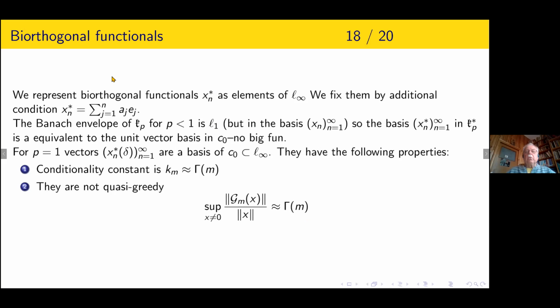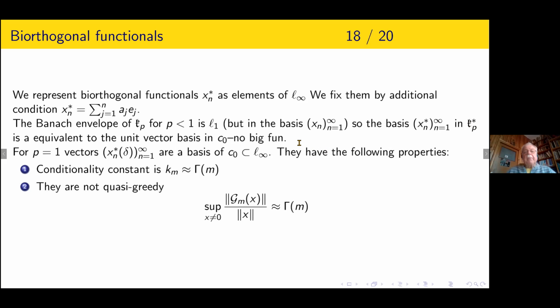Now we are going back to the biorthogonal functionals, because they are also of interest once we have the basis. For p less than 1, if we take the Banach envelope of this K_p, it turns out to be L1. And the biorthogonal functions then turn out to be a basis in the dual of this K_p, and this basis is equivalent to the unit vector basis in c0, because this dual is c0.